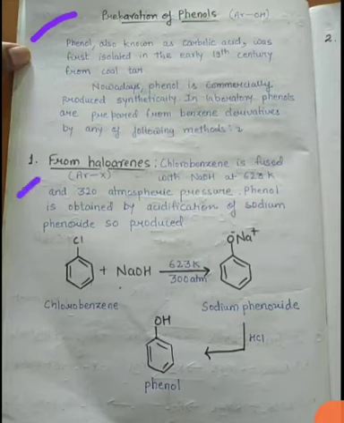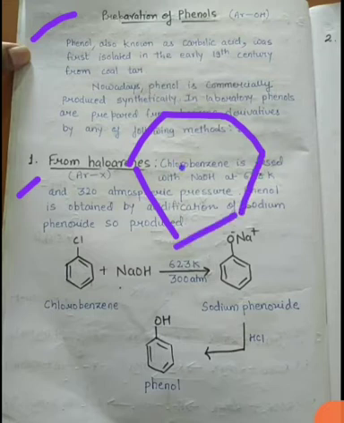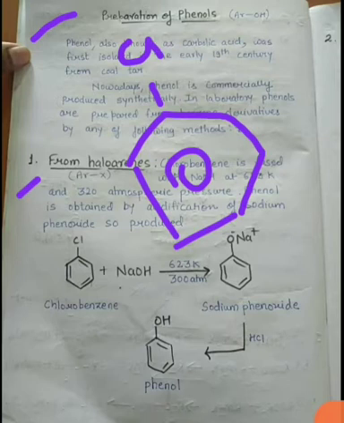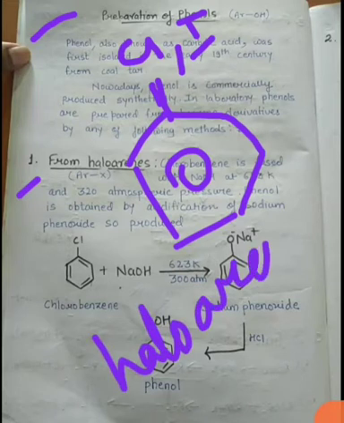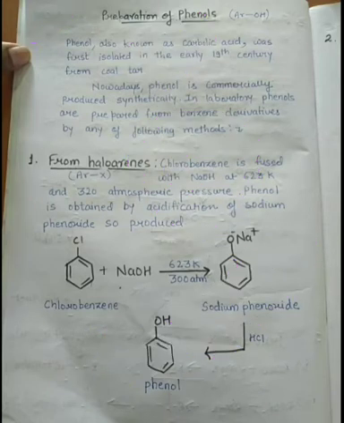So students, talking about the very first, that is from haloarenes. For this you first have to know its structure, that is, what is a haloarene. Any aromatic ring is also referred to as an arene, and if it is associated with a halogen, it may be any halogen, it may be Cl, it may be I, it may be Br. So it is known as a haloarene, okay. And now students, we are going to discuss how we can prepare phenol from haloarene.